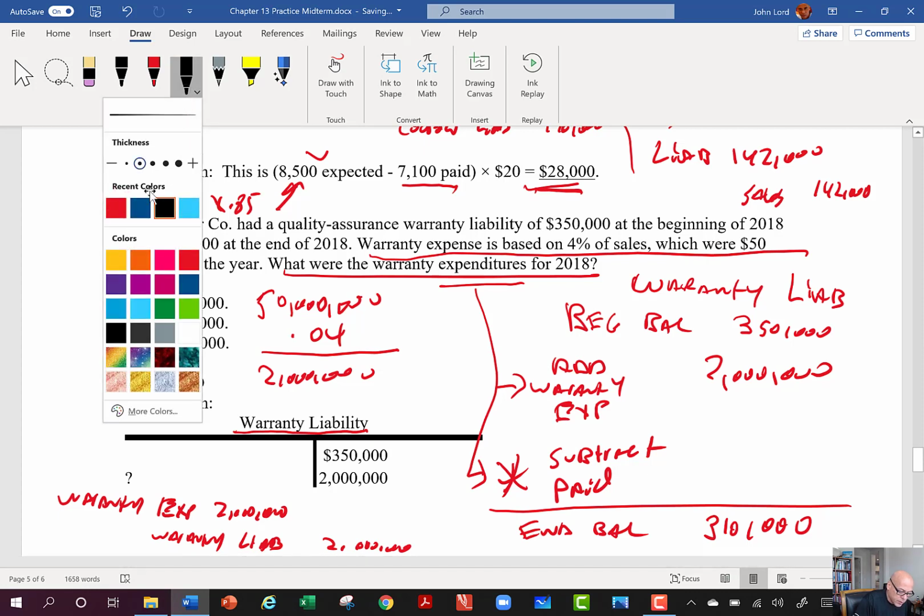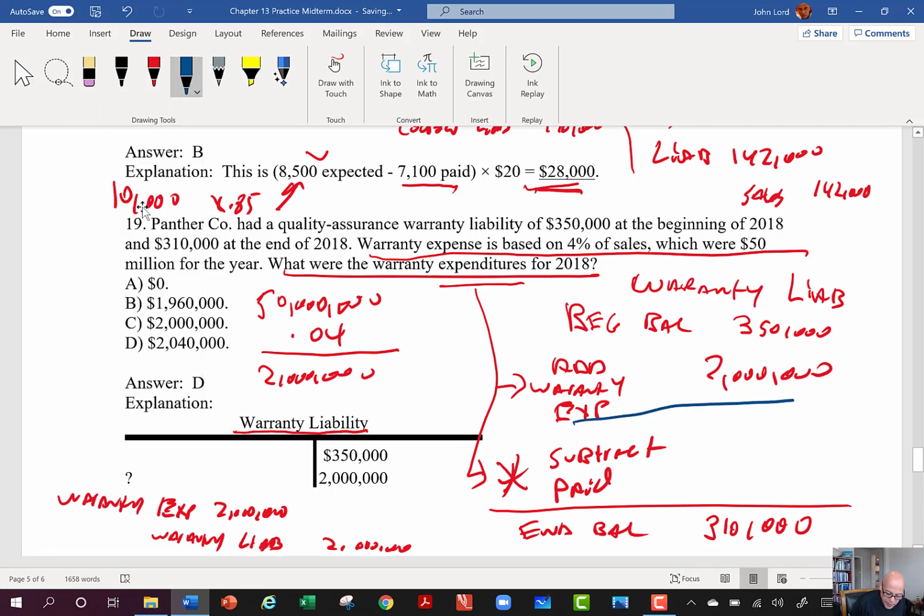Then I always like to give myself a little subtotal. It helps me get to the answer. So I have my warranty expense of 2 million. I add that, which gives me a subtotal of 2,350,000. Then I look and say, okay, I had as much as 2,350,000. I ended up with what? With 310.